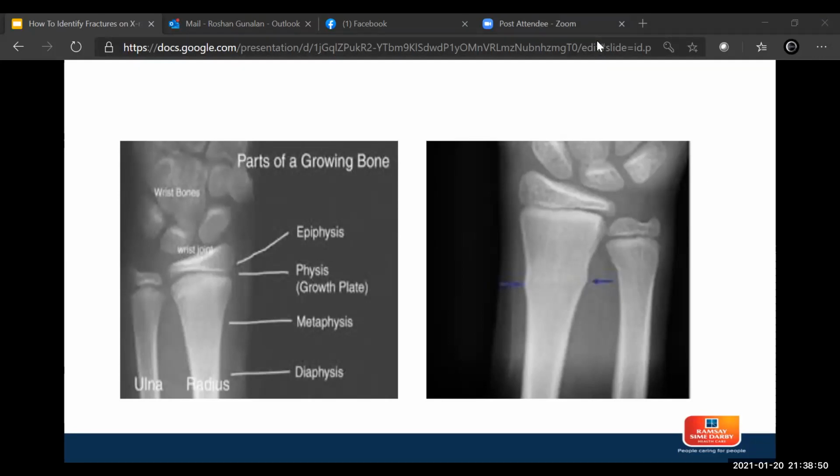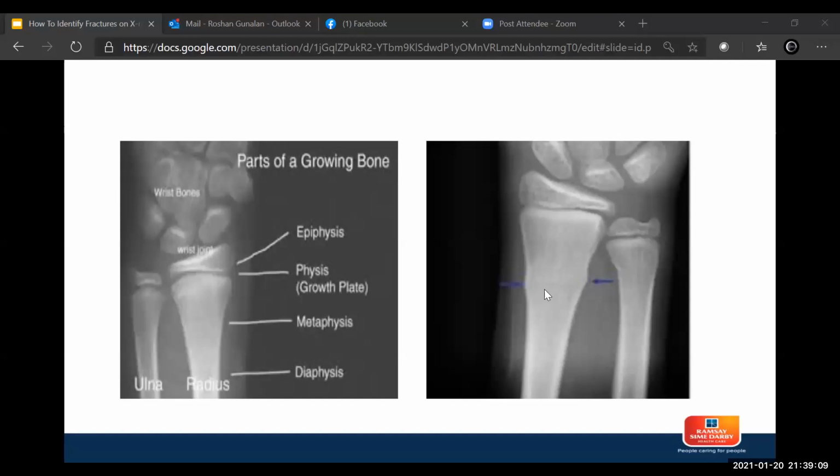Roshan, we have a question. Dhamma asked whether it's a greenstick fracture. No, this is actually not a greenstick fracture. There are two types of fractures that occur in pediatric ortho, not only two, but these are the two types that occur. This is known as a buckle or torus fracture.